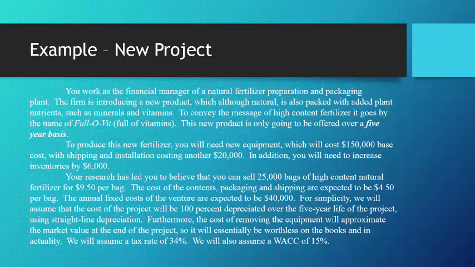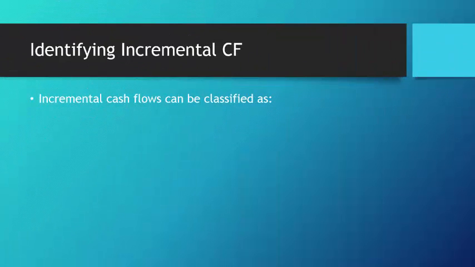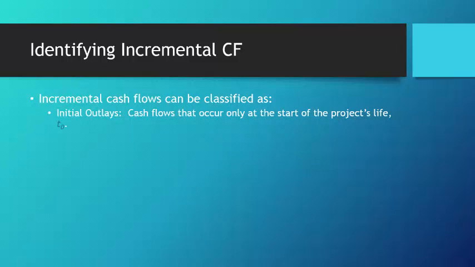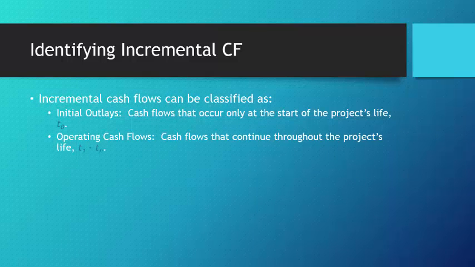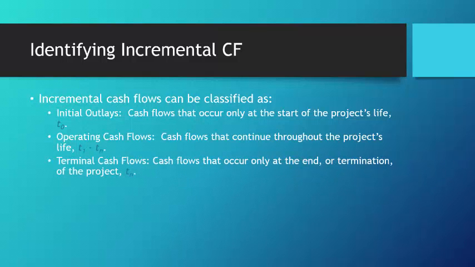My suggestion with any of these is break the cash flows down into those three components. Remember, when we talked about these, we said incremental cash flow can be classified as initial cash flow, that's the stuff that comes at the beginning. Operating cash flow, that's the stuff that goes T1 through Tn. In this example, that would be T1 through T5 because we have 5 years. And then terminal cash flows, which are just the cash flows at the end. So I'm going to break this down, and we're going to look through and see if we can figure out what these look like.